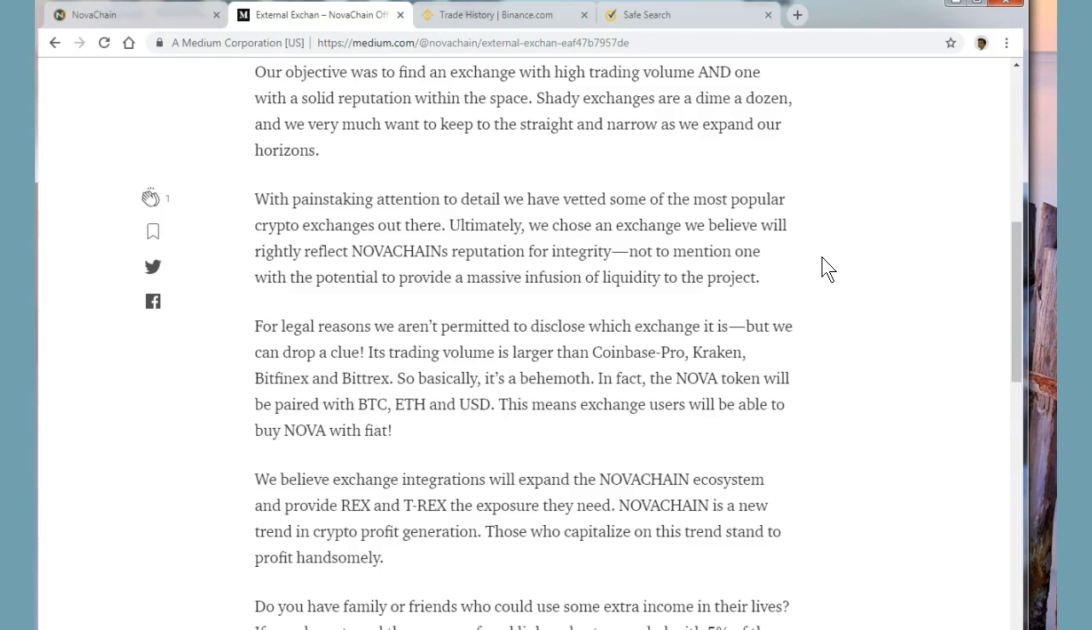For legal reasons, we aren't permitted to disclose which exchange it is, but we can drop a clue. Trading volume larger than Coinbase Pro, not Coinbase now, Coinbase Pro, Kraken, Bitfinex, and Bittrex. So basically, it's a behemoth. In fact, the Nova token will be paired with BTC, ETH, and USD. This means exchange users will be able to buy Nova with fiat. And for those of you who don't remember what fiat is, plain old money. Dollar bills, y'all, euros, etc., etc.